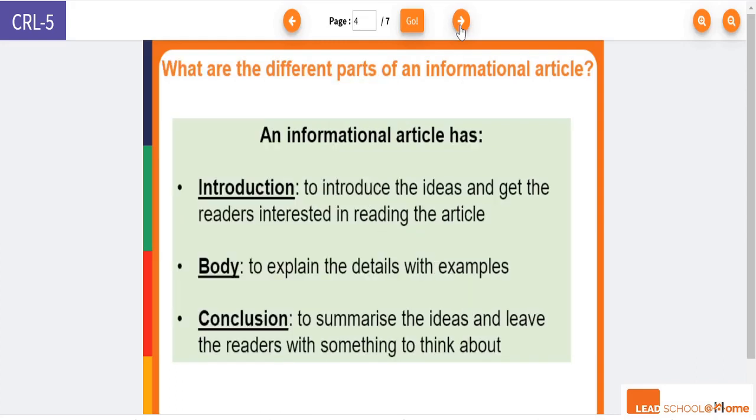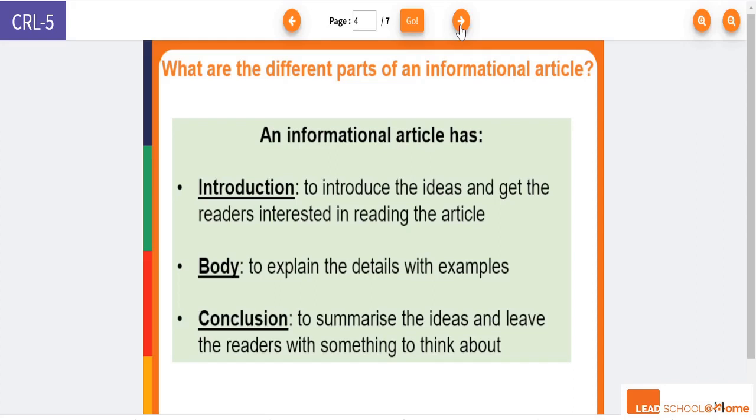What are the different parts of an informational article? There is an introduction, there is a body, and there is a conclusion. The introduction introduces the ideas and gets the readers interested in reading the article. Every article must start with an interesting introduction that makes the reader curious to know more. And that is what even an informational article must start with.